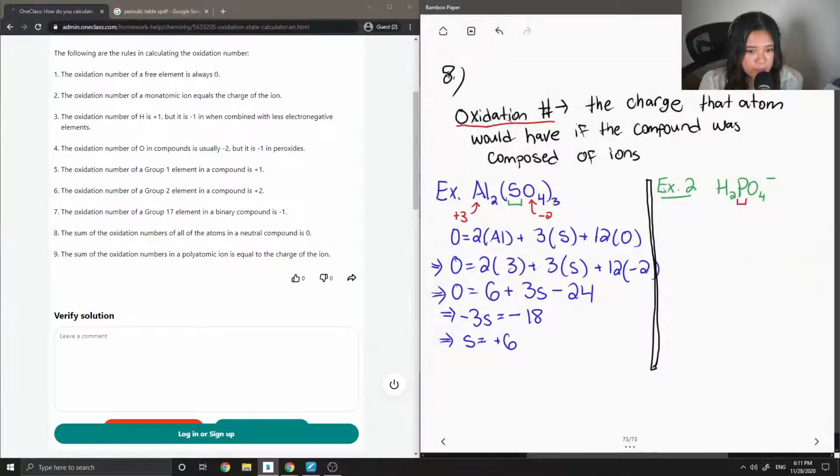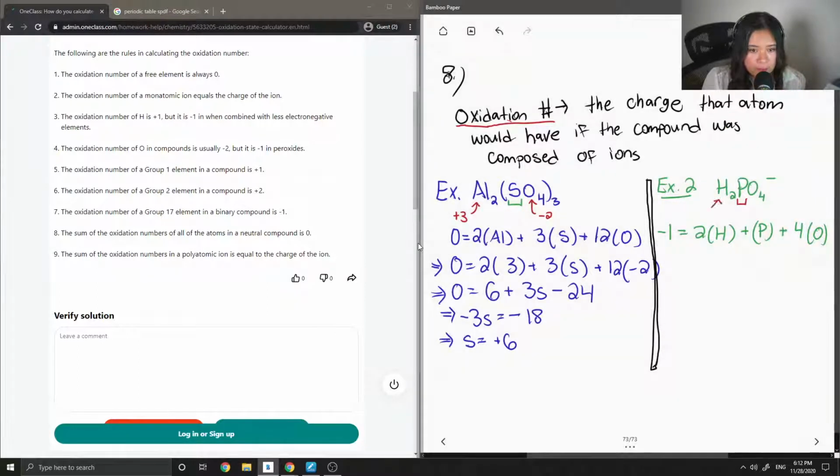So since this ion has an overall -1 charge, on the left side of the equation I'm going to write -1, because rule number 9 says that the sum of the oxidation numbers in a polyatomic ion is equal to the charge of the ion. So -1 is equal to 2 times the oxidation number of hydrogen, since there are 2 atoms of hydrogen, plus phosphorus, plus 4 times the oxidation number of oxygen.